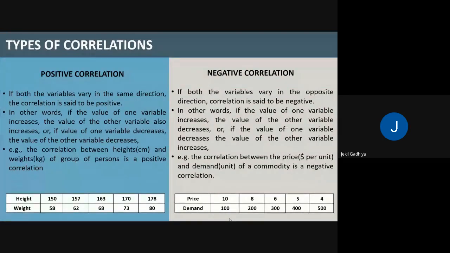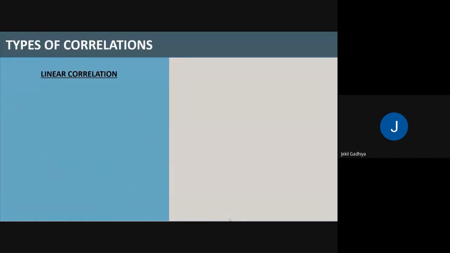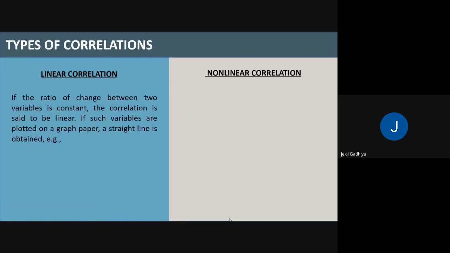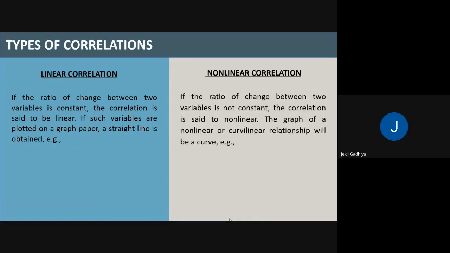Okay. Now, linear and non-linear. So now we include the ratio part here. What is the ratio part? If the ratio of change between two variables is constant, then the correlation is said to be linear. If such variables are plotted on graph paper, then a straight line is obtained. And if the ratio of change between two variables is not constant, then the correlation is said to be nonlinear, and the graph of a nonlinear or curvilinear relationship will be curved.